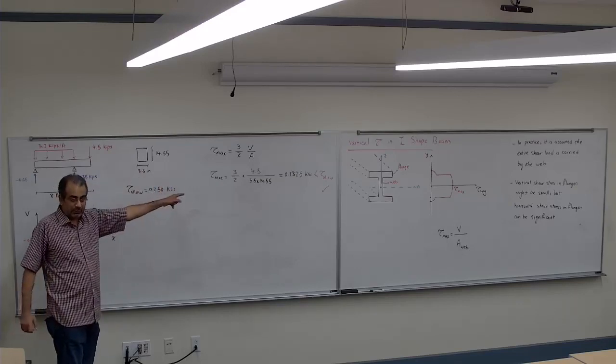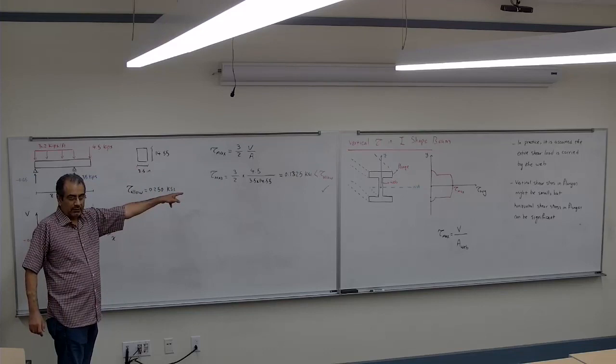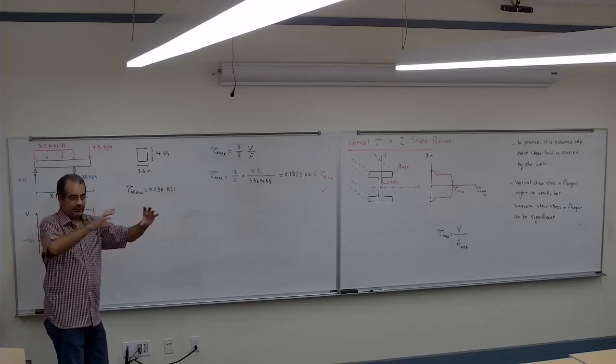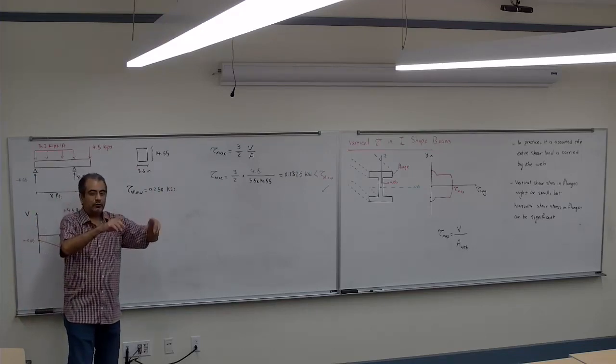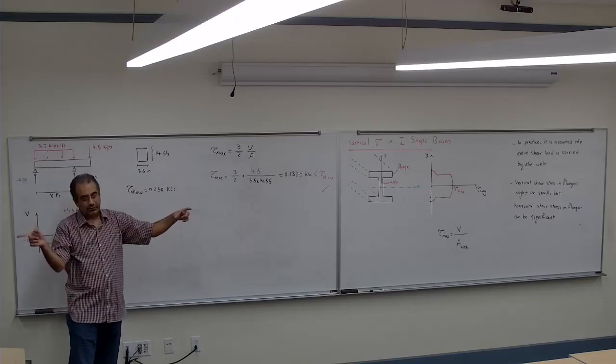If we check it for the shear and it doesn't work, so we design it for the bending, we check it for shear. If it doesn't fit, then we have to redesign it for the shear and check it for the bending.